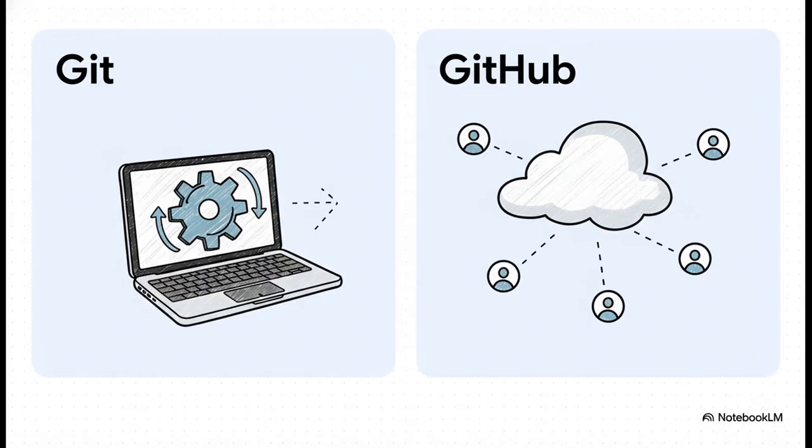Now, before we go any further, let's get one thing straight, because it trips everyone up at first. Git is not GitHub. Think of it like this. Git is the engine. It's the actual time machine software that lives right there on your computer. GitHub, on the other hand, that's the cloud. It's a website, a social network where you can store your projects and share them with the world. Today, we're focusing on Git, the engine itself.